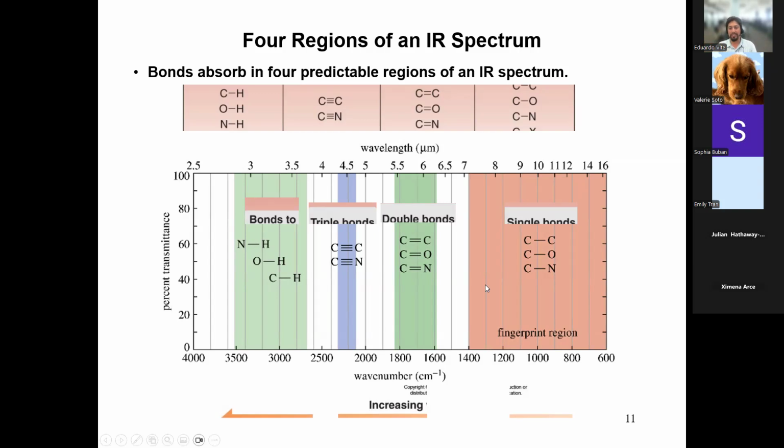Okay? Then we have the double bond region. Here we have our carbon-carbon double bonds, right? Double bonds are stronger than single bonds, so therefore their wave number should be bigger than single bonds. And sure enough, they're between 1600 and 1800, which is much bigger than 400 to 1400. So this is where you find your carbon-carbon double bonds. This is where you find your carbon-oxygen double bonds. This is where you find your carbon-nitrogen double bonds, and so forth.